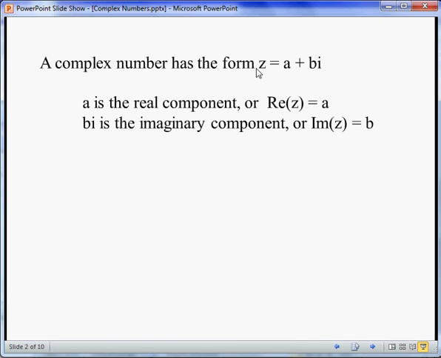A complex number has the form z = a + bi. The a part is the real component, sometimes written as Re(z), and bi is the imaginary component. Just in case you've forgotten, i is the square root of -1, which doesn't give a real answer, so that's the imaginary component. Okay, moving on.